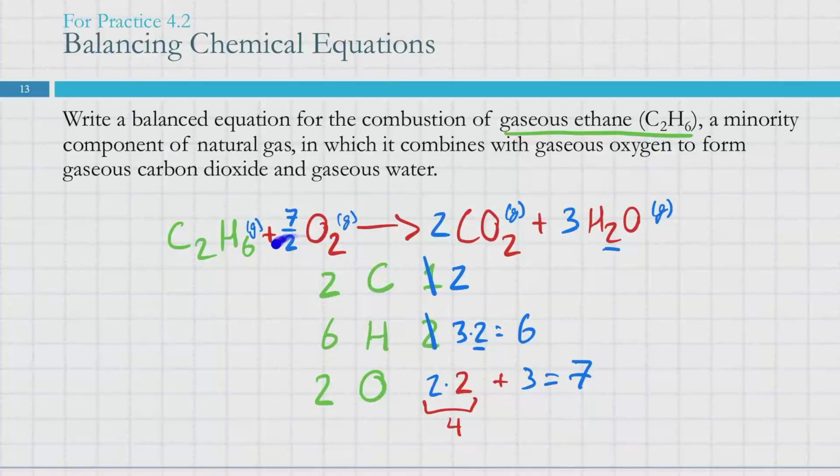So whatever the subscript is, make that the bottom part, and then the target, make that the top part, in the case of combustion reactions. So 7 over 2, 3.5, whatever you want to put there. And that balances it.